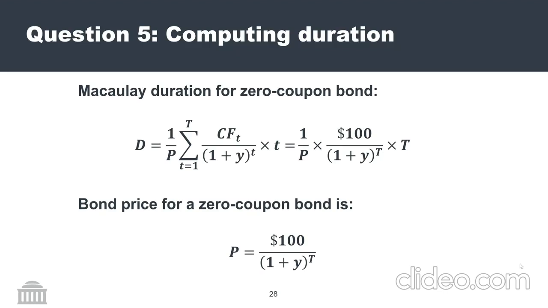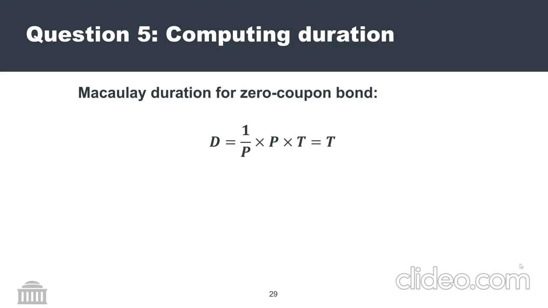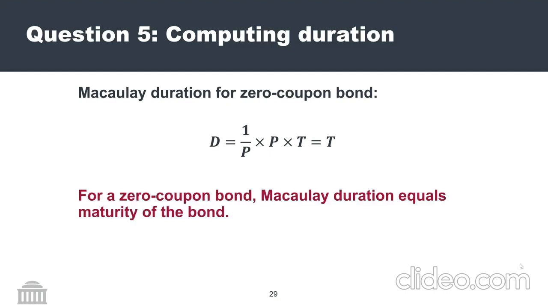And so what I will do right now is plug this price equation into the duration equation. And so you can see that that would just equal 1 over P multiplied by P and multiplied by capital T. And so that would just give us capital T. So therefore, for a zero coupon bond, the Macaulay duration would always equal the maturity of the bond. And this is a very important property for zero coupon bonds.